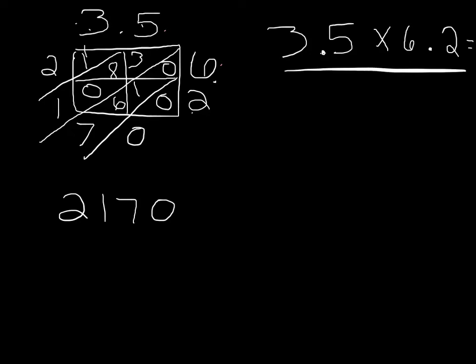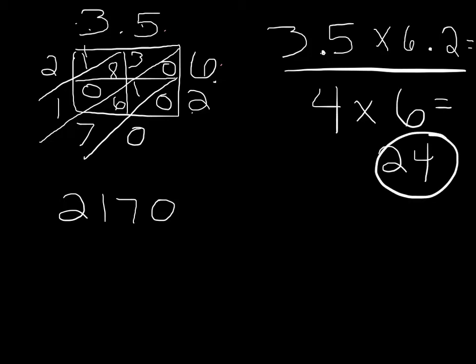Let's go back to our original problem. 3.5 is about 4. 6.2 is about 6. 4 times 6 is 24. So 24 is my magnitude estimate. I know that this problem over here should give me an answer of about 24, because 24 was my magnitude estimate.